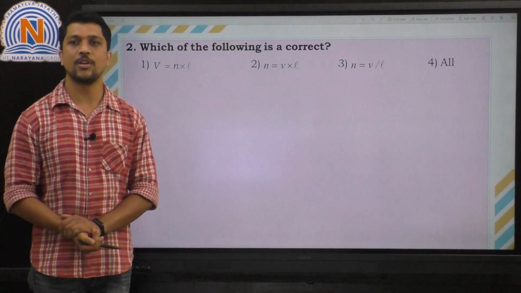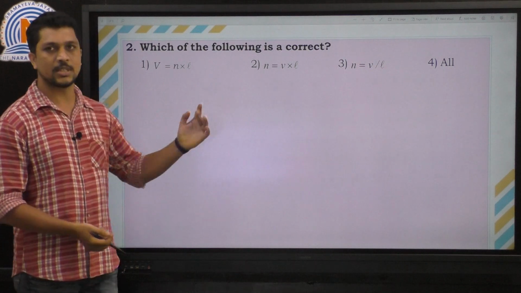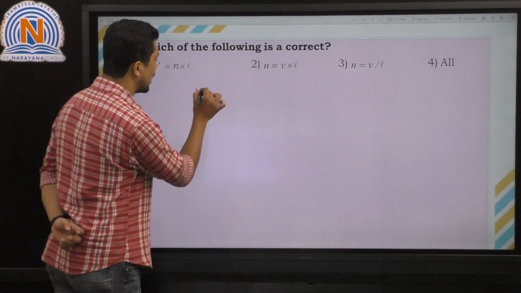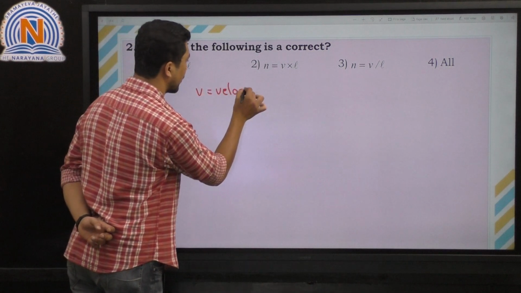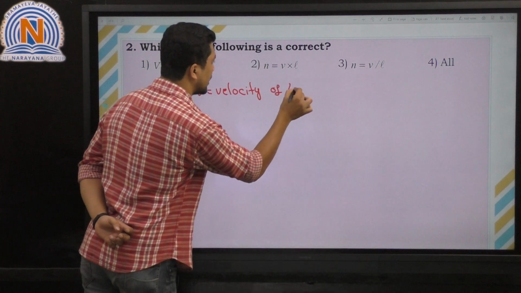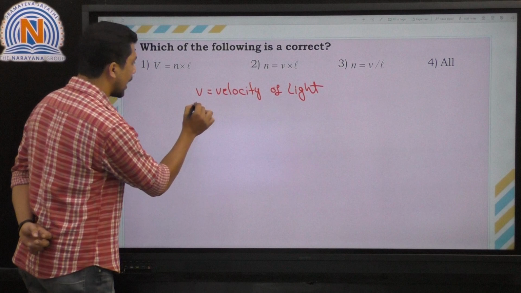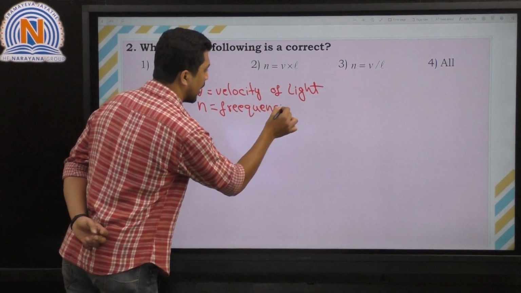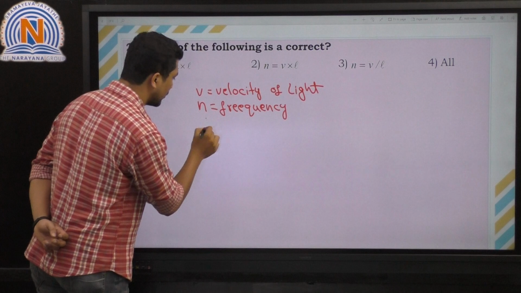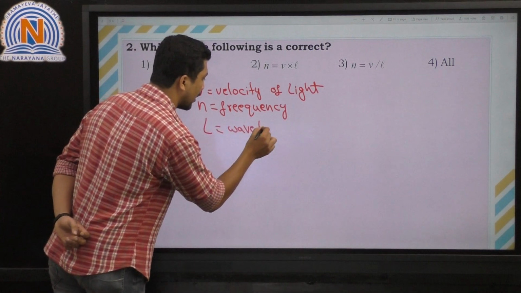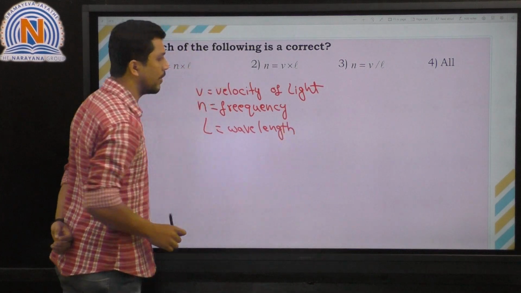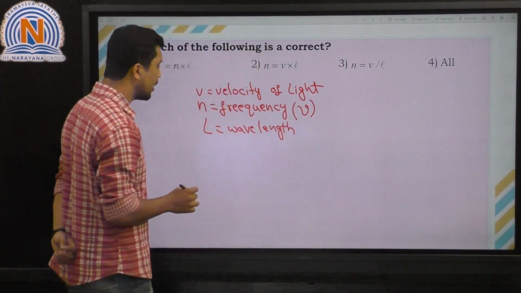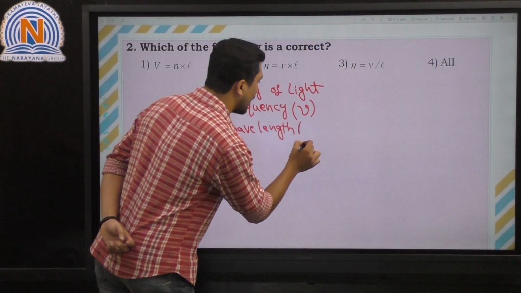Here is the second question, which of the following is correct? In the options they have given some relations. V indicates the velocity of light, n is frequency, and L is wavelength. Wavelength, right? So v is velocity of light, n is frequency, also indicated with nu, and L is wavelength, indicated with lambda, right?